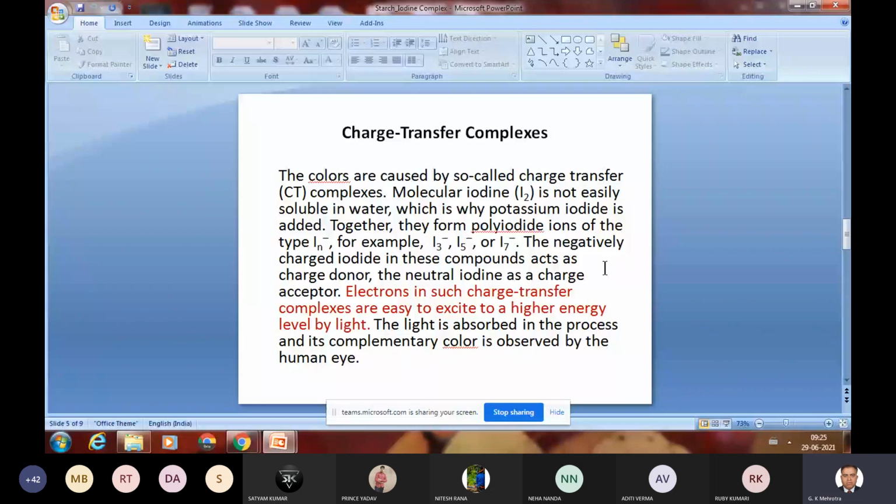The negatively charged iodide in these compounds acts as charge donor, the neutral iodine as a charge acceptor. So the complex is formed between negatively charged iodide and the neutral iodine, and charge transfer takes place. Electrons in such charge transfer complexes are easy to excite to a higher energy level by light. So why do we change the color in anything?